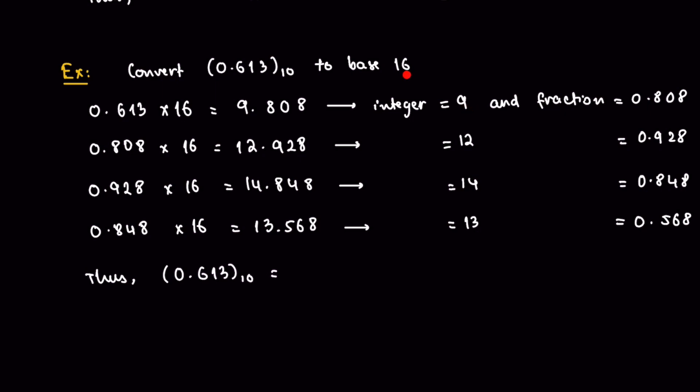So remember, we are working with base 16. Therefore, you need to convert 12 into the equivalent letter in base 16. So 12 is equivalent to C in base 16, 14 is equivalent to E in base 16, and 13 is equivalent to D in base 16. Therefore, the result is 0.9CED in base 16. And that's it for this video.